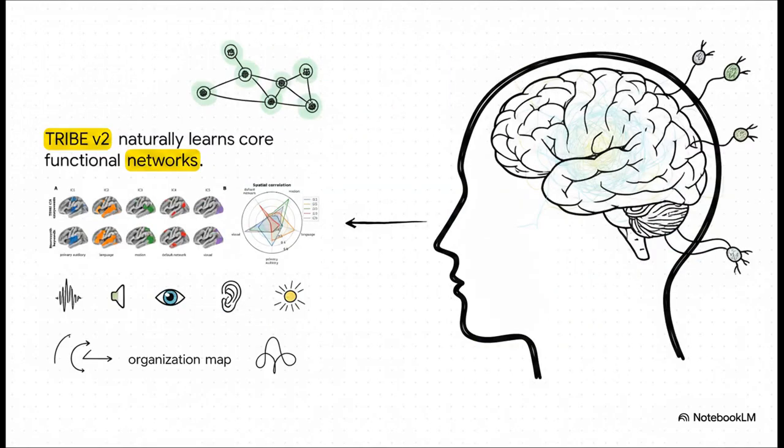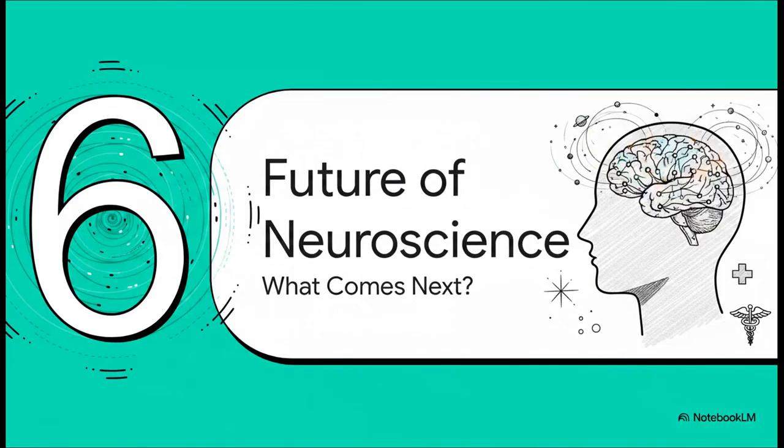Here is the craziest part. Without any explicit programming telling it how the brain works, Tribe V2 naturally learns core functional networks. It just organized its latent features into well-known biological systems all on its own. If you observe the independent components, it naturally found the primary auditory cortex, the visual system, and even the default mode network. It literally figured out the brain's organizational map purely from observing the data. No handholding required. Okay, wrapping things up with Section 6, the future of neuroscience.